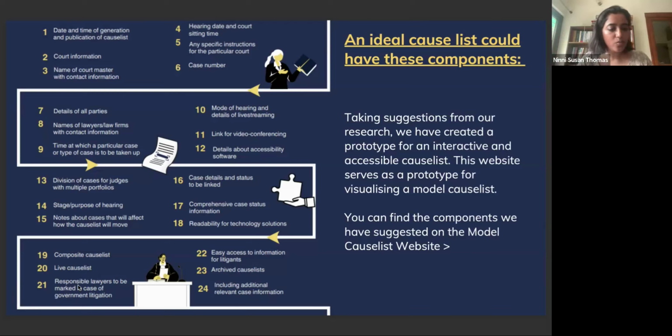Yeah. And one, number 21, is on responsible lawyers to be marked in case of government litigation. What happens in a lot of these government matters, and the reason they get adjourned a lot, anecdotally again, is this. There might be 30 state entities appearing, and they will say, okay, only one person has to file a reply, which is why none of us have filed a reply today, because we don't know who had to file a reply.